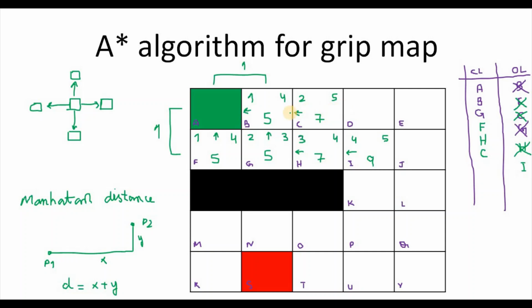When we explore its neighbors, the others are already visited, and we can go here and calculate its G cost will be 2 plus 1, 3, and its H cost will be 1, 2, 3, 4, 5, 6. And the total cost will be 3 plus 6, 9, and its parent will be here. Okay, so now, sorry, we have explored a new node, we have to put it in the open list. So we have placed O in the open list here.